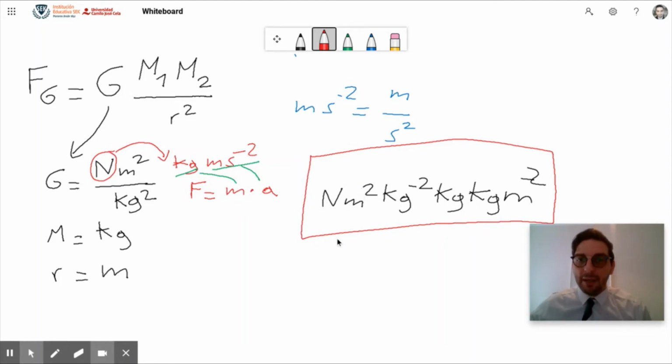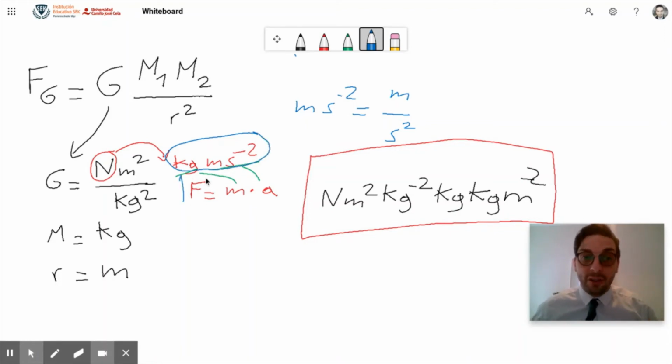I'm going to show you how, because we have a Newton here, and we know a Newton is a kilogram meter square second. We just know it as a Newton, but the real name is kilogram meter per second square. That's the real name of a Newton. Why? Newton is the unit of force. That's why it's kilogram meter per second square. Force, following the second law of Newton, is mass times acceleration, kilograms times meter per second square.